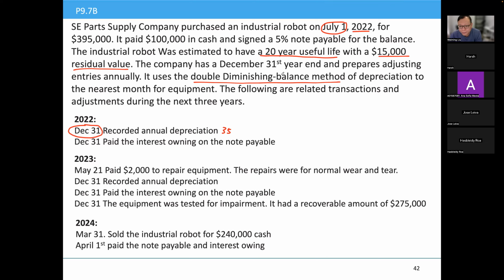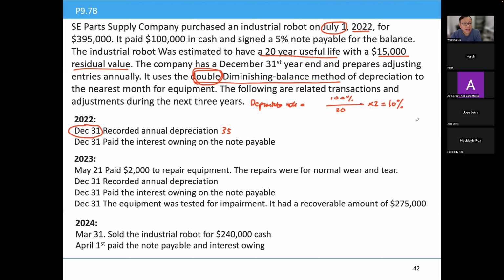So first, you want to know the depreciation rate, right? This rate is calculated by 100% divided by the number of years of useful life, which is 20. And then because this is a double diminishing, double means times two. So your depreciation rate is 10%.